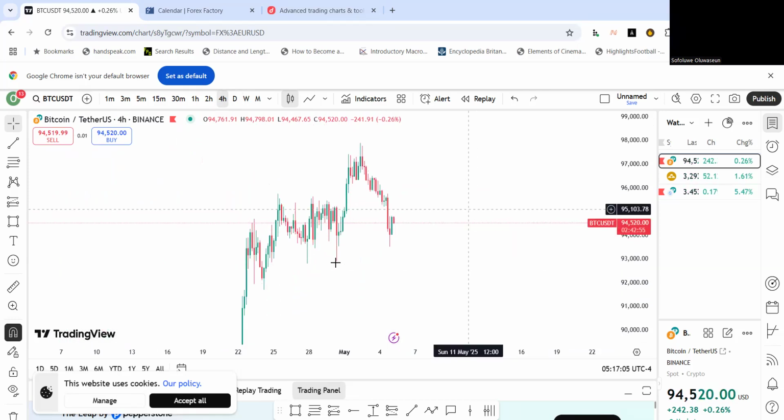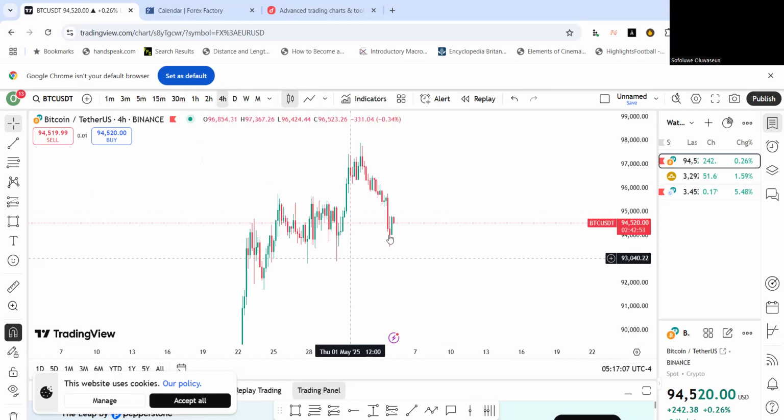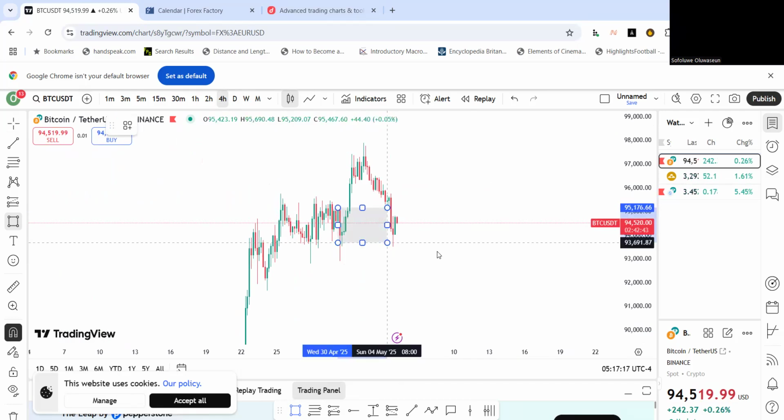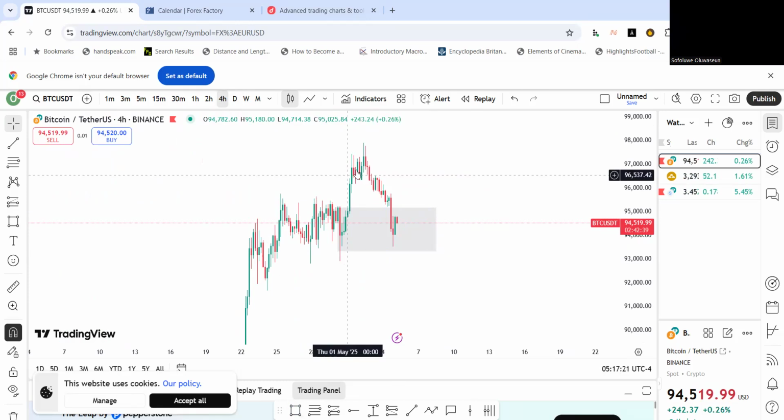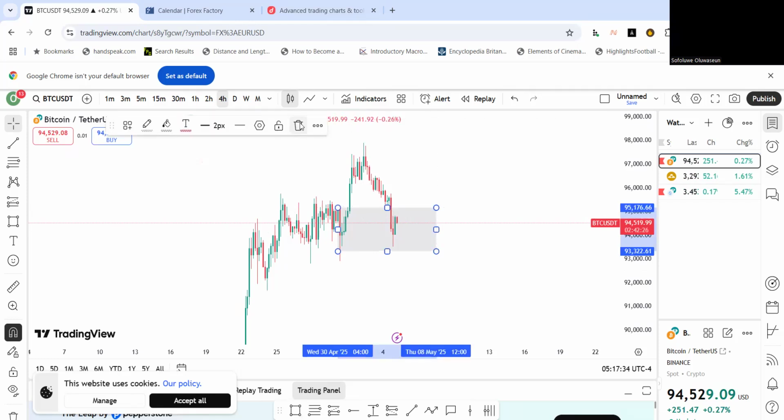Yes, you can see the price is reacting from this order block here. You can see this order block. You can see price moved from there. You can see these consecutive green candles, 1, 2, 3, 4. So it's a valid point for an order block. Okay, so you can see price is reacting from there.